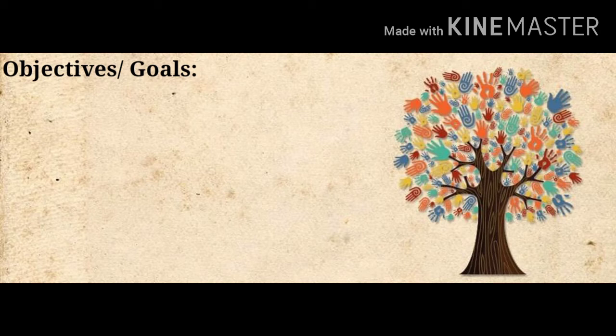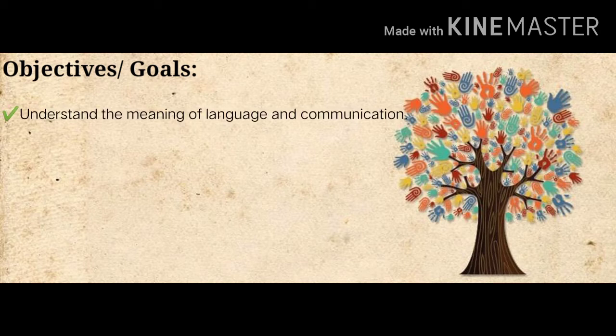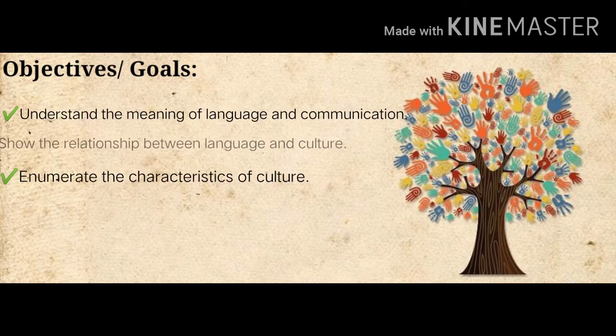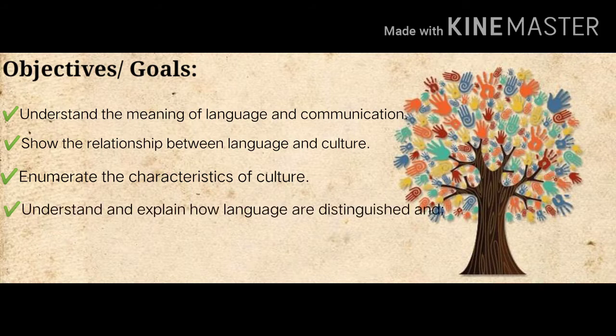The goals and objectives. First is understand the meaning of language and communication. Second, show the relationship between language and culture. Third, enumerate the characteristics of culture. Fourth, understand and explain how languages are distinguished. And last is identify the components of culture.